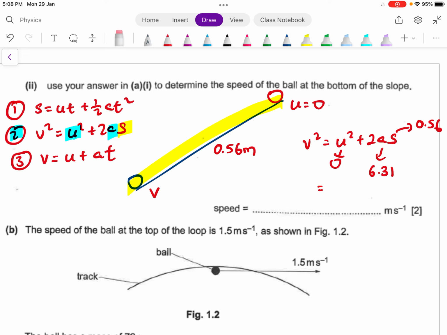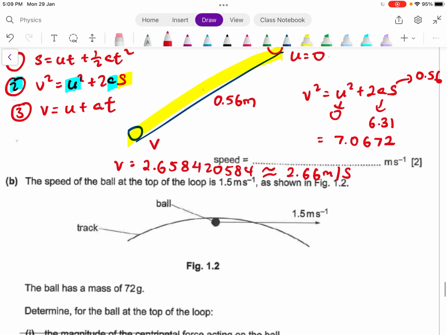So it's about 7.0672. Then just square root. So v equal to square root of 7.0672. So this will actually give you a final speed of 2.658420584. Round off to 3SF, 2.66 meter per second. So that's the final speed. Okay, so now we move on to the circular motion part.